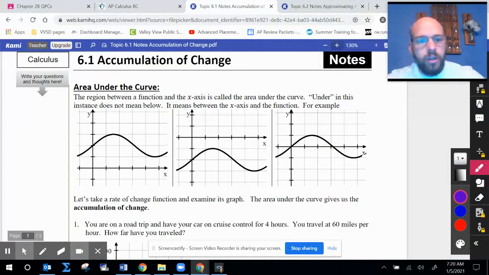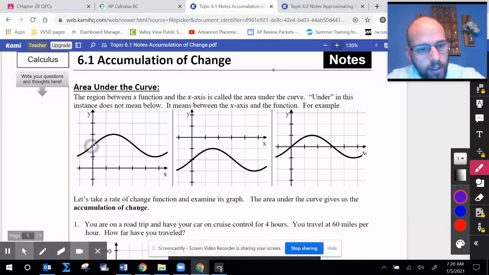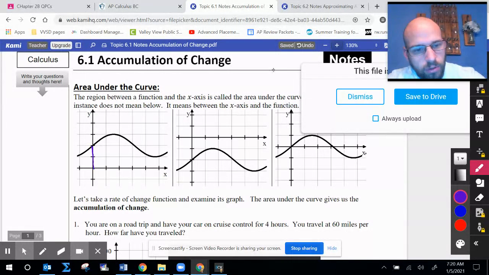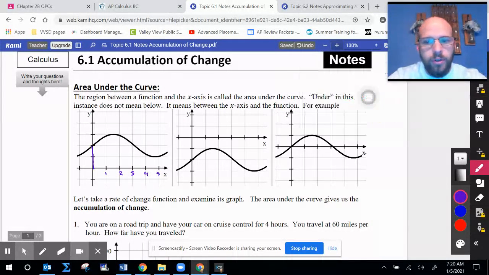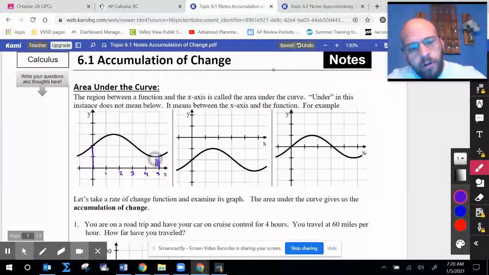So if I were to take a look at this first graph here and shade in, let's say from 0 to, what do we got here? 2, 3, 4, 5, from 0 to 5. If I were to shade in the area under the curve, that means I'm referring to this region right here.